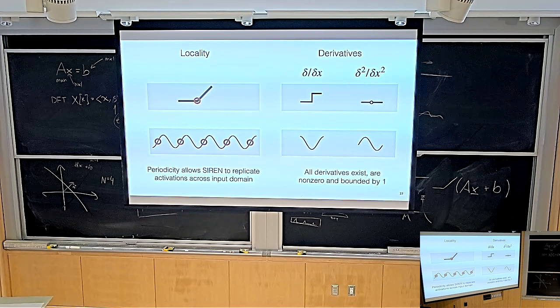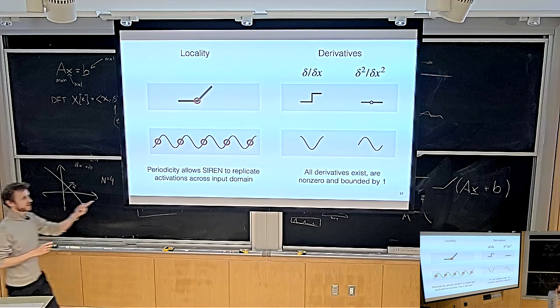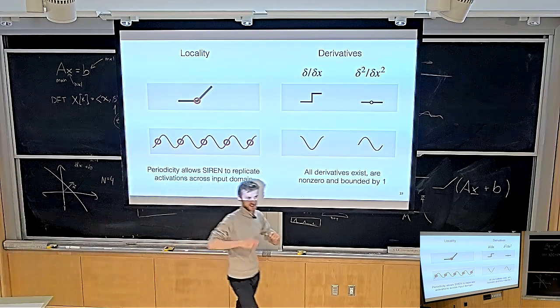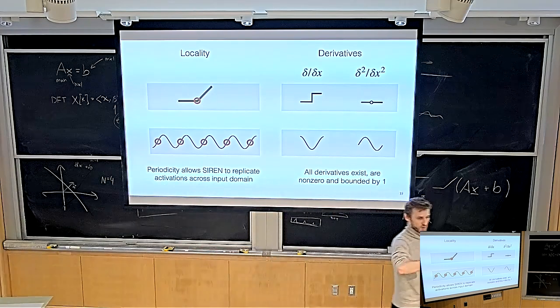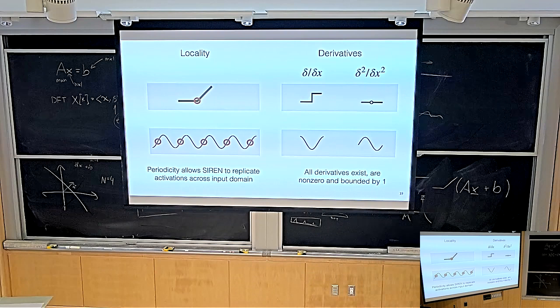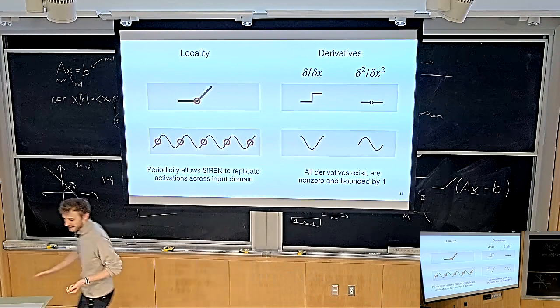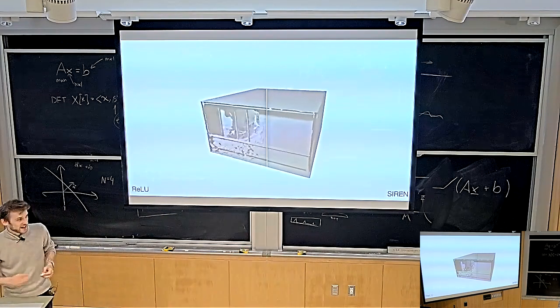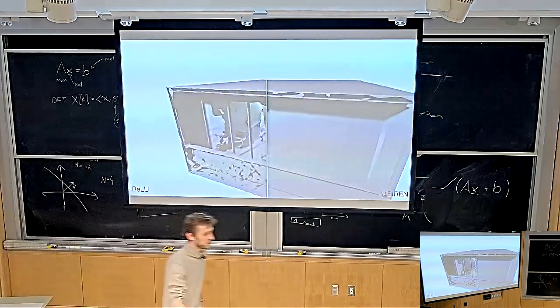The sine has an interesting property: every derivative of the sine is a sine function itself. So no matter which order of gradient you take, the sine always stays smooth and continuous. So that was the intuition we had back then. And this was the video that we made for the paper.